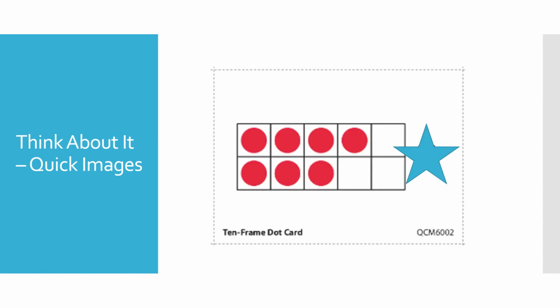Did you see the counters in the tens frame? How many did you see? Let's check. If you said that you saw 7 counters, you are correct. How did you see them? Did you count them one by one? You probably didn't have time for that.